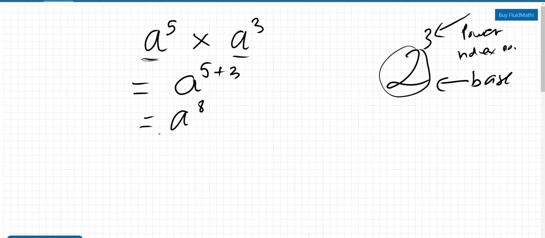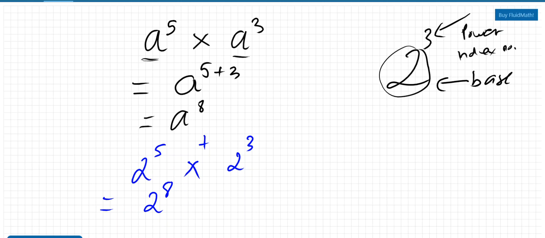If I had a similar question but I changed my bases, for example 2 to the power of 5 times 2 to the power of 3, I can see my bases have changed, but I am still doing the same thing. Write down the base, in this case the number 2. Add the powers of the same base. 5 plus 3 is 8, and I've got my answer. So you can see what is happening. The bases do not change. I still have my A there. I still have my 2 there. What is changing with this index law? It is those powers, those index numbers. They are the only thing that is changing.